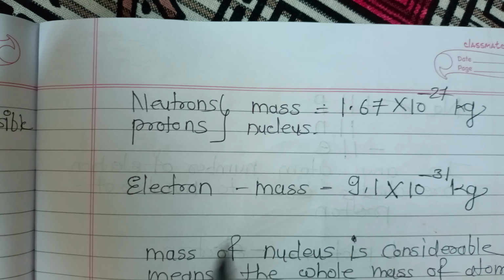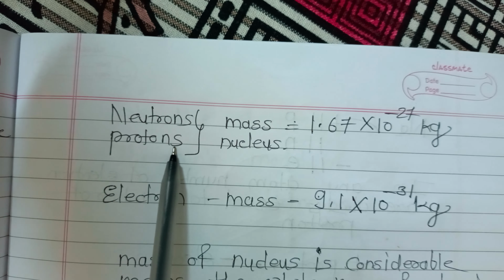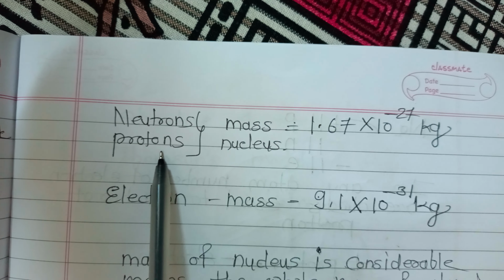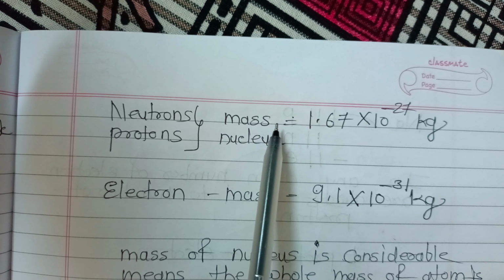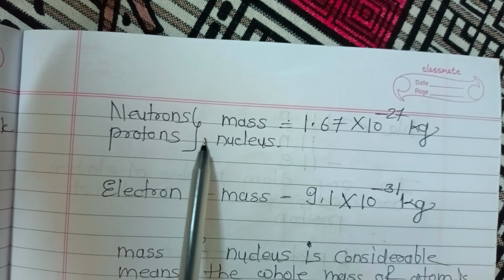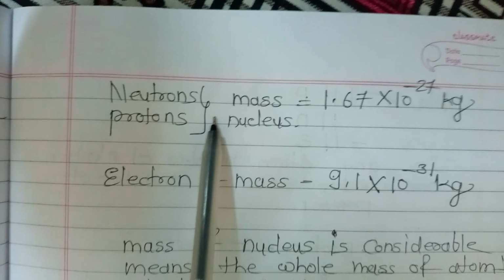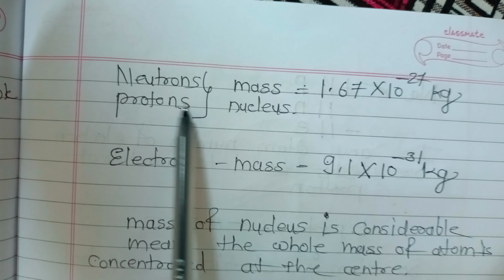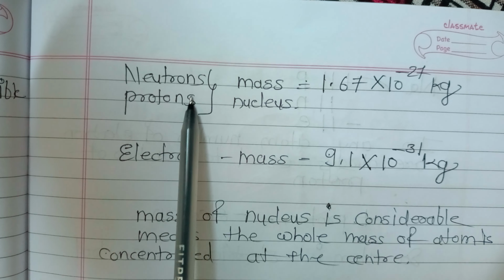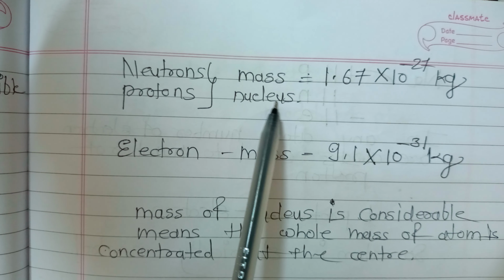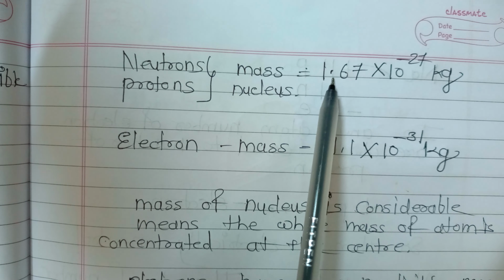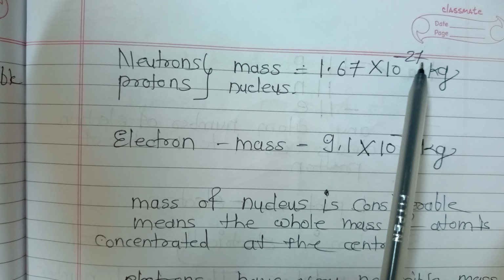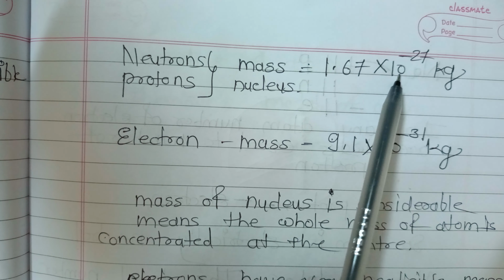Why? See, the nucleus is composed of what? Neutrons and protons, and the mass of the nucleus is equal to how much? As we have seen just now, protons are positively charged and electrons are negatively charged. Now here neutrons and protons, which are combinedly called the nucleus, have a mass of 1.67 into 10 raised to minus 27 kg. It's a very small number.